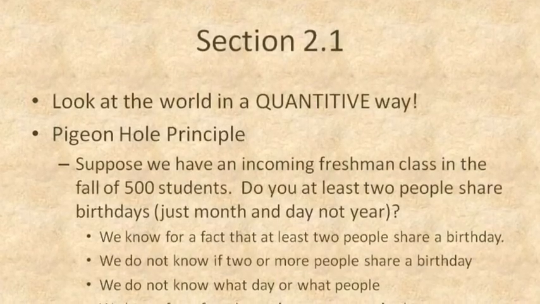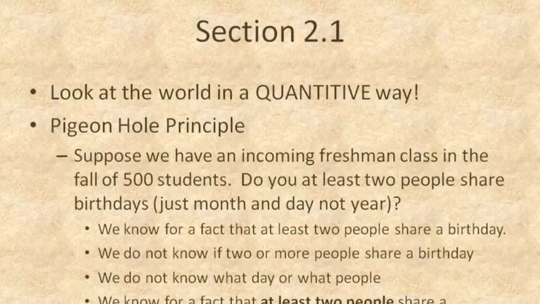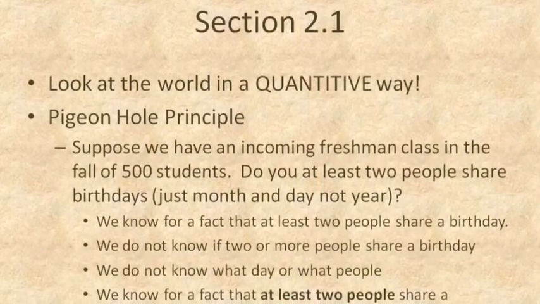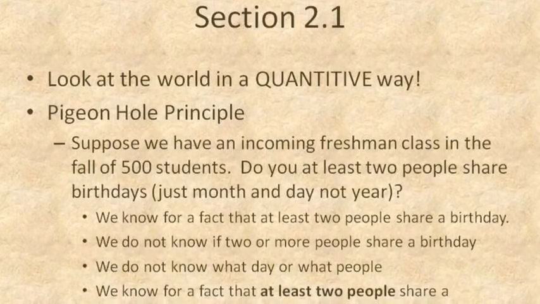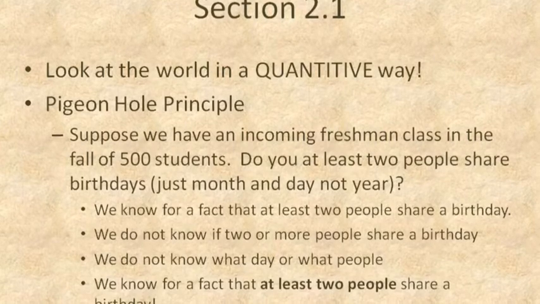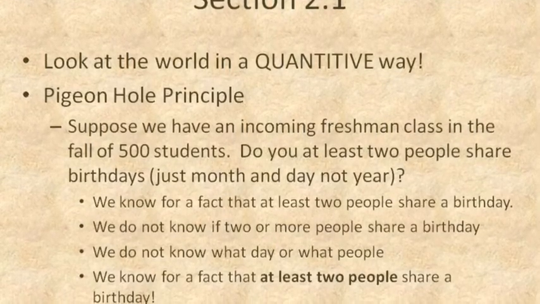Section 2.1 wants you to look at the world in a quantitative way, for example, looking at the pigeonhole principle. Suppose we have an incoming freshman class in the fall of 500 students. Do we have at least 2 people who share birthdays, just considering month and day, not year? We know for a fact that at least 2 people share a birthday.